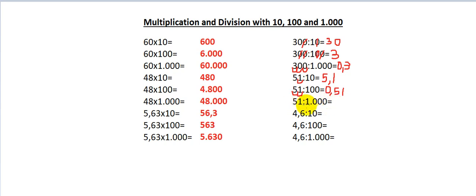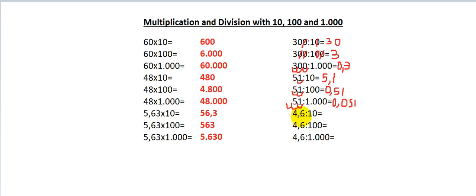Next, we have 51 divided by 1,000. So we start from here. 1 place to the left, 2 places to the left, and the third place turns into a 0. And I have to put the decimal point before that 0. So is my answer .051? No, because again, no number can start with a decimal point. I need to write it as 0.051.